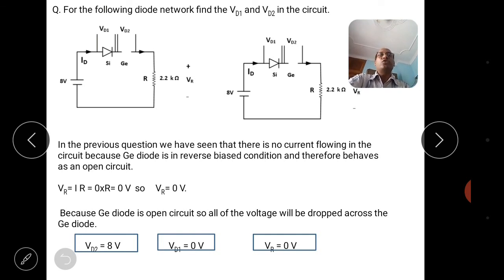So VR equals 0 volt, as we have already found. Because the germanium diode is an open circuit, all of the voltage will be available across the germanium diode. So VD2, meaning voltage drop across the germanium diode, will be 8 volt, and VD1, that is voltage drop across silicon, will be 0 volt, and VR equals 0 volt.